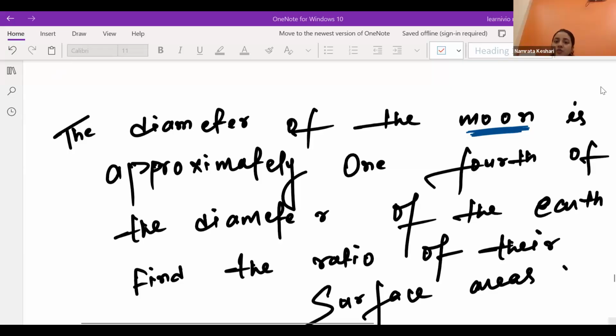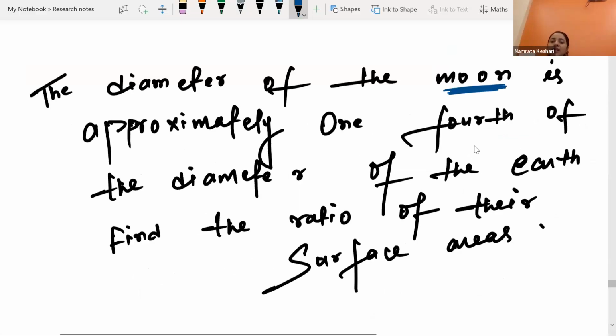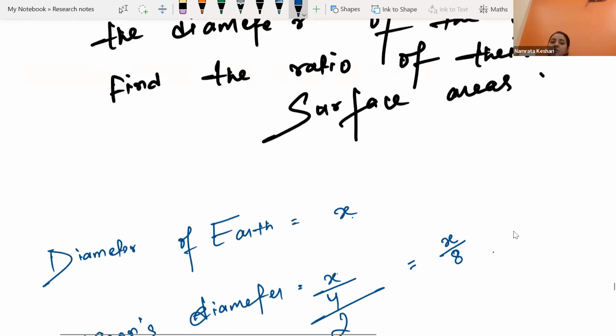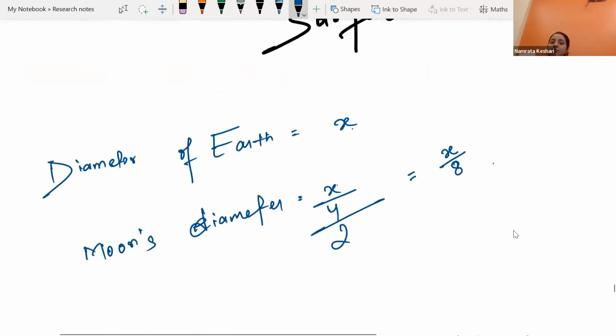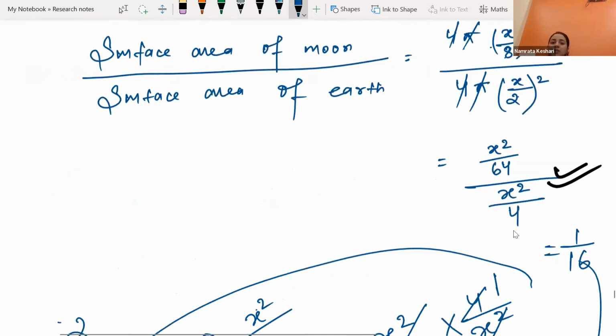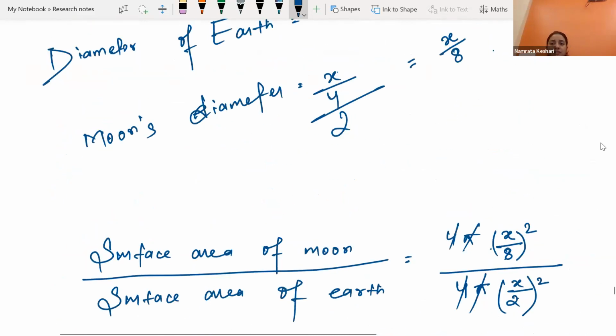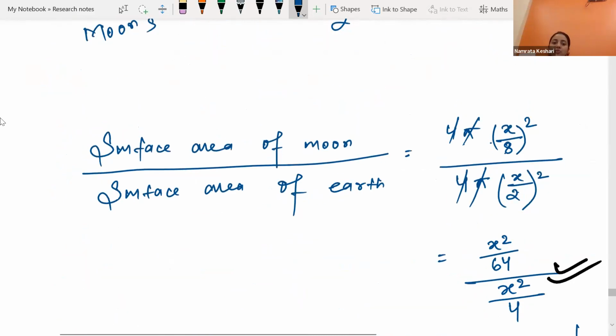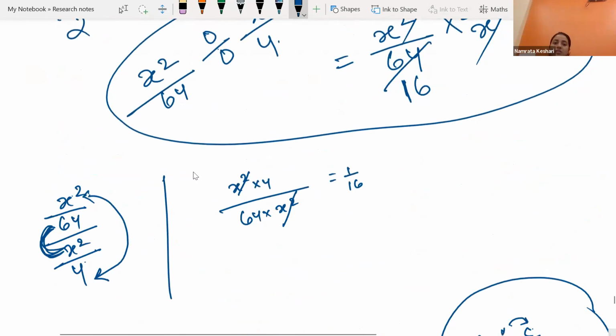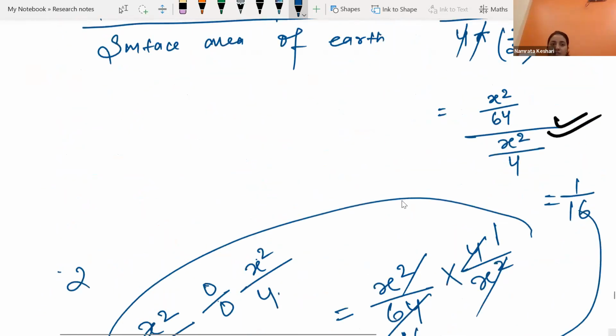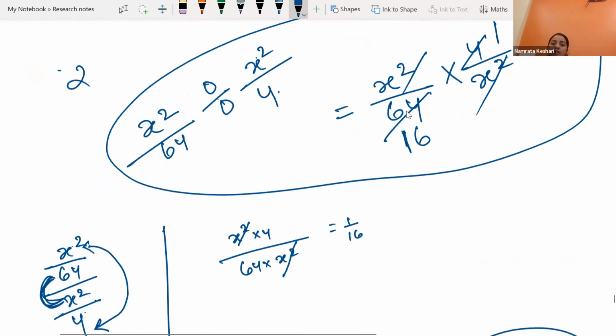So our question was: the diameter of the moon is approximately 1/4 of the diameter of the earth. Find the ratio of their surface areas. We have taken the assumption of the diameter of earth, and the diameter of moon will be this. We have found the ratio between the surface areas, that's it. And all the story we were discussing just now was about the simplification. Okay, let's do the next question.